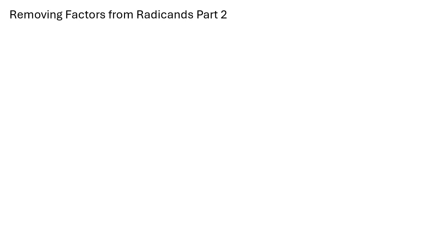In this lesson, we're going to learn how to remove factors from radicands, and this is an extension of the lesson which I already recorded before. Make sure you look at these examples. All right, so the first question here we can do is let's go ahead and find the square root of 75.